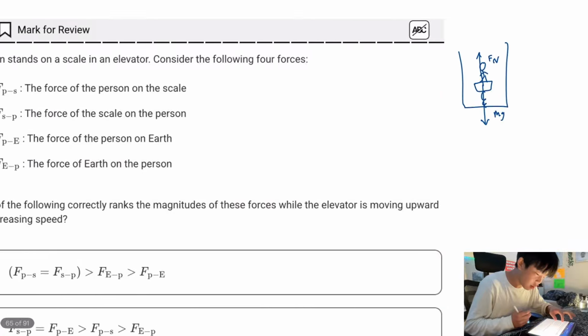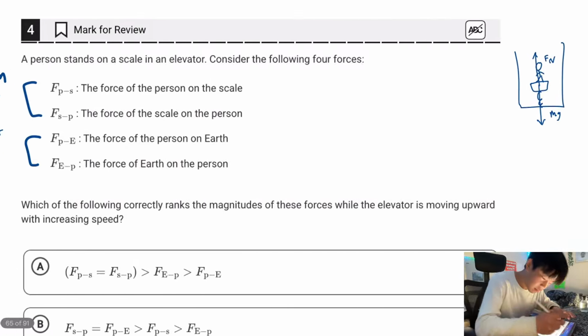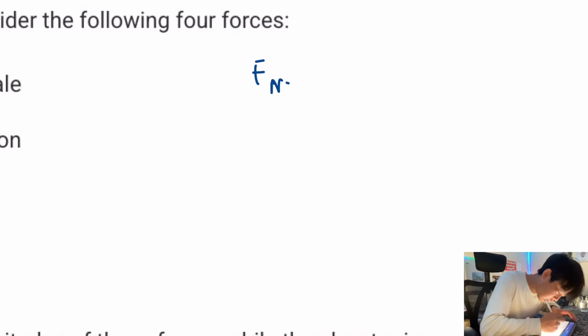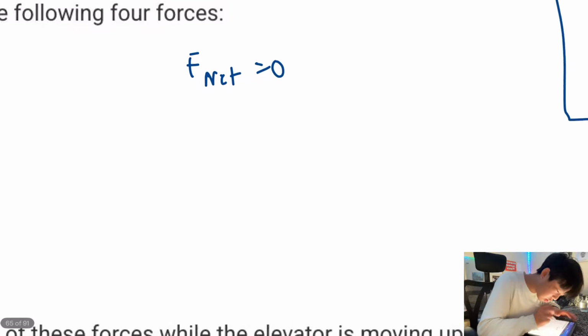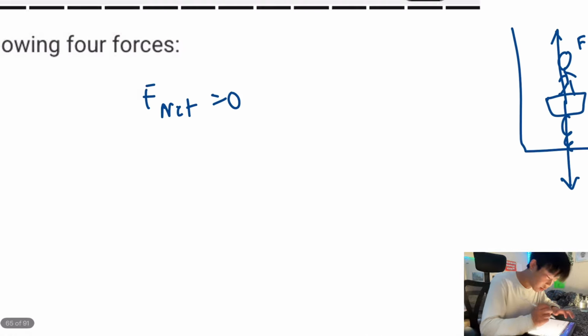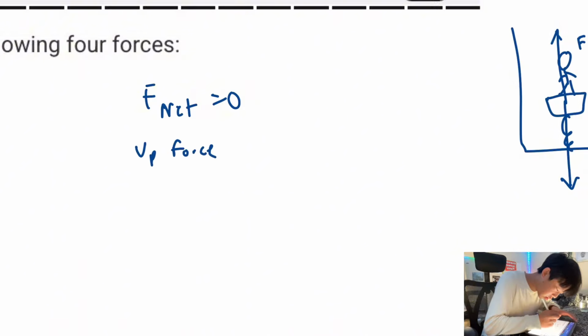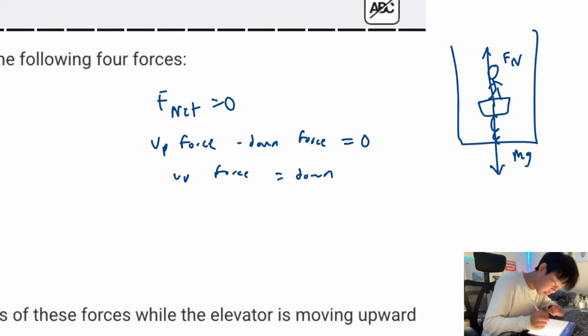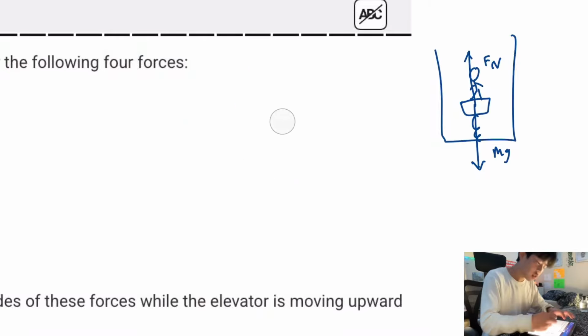And how can we prove that? When he's standing still, F net is going to be equal to 0, which means the up force minus the down force is equal to 0. So what this means is the up force is equal to the down force, and boom, there's our proof. Anyway, this has nothing to do with the problem.